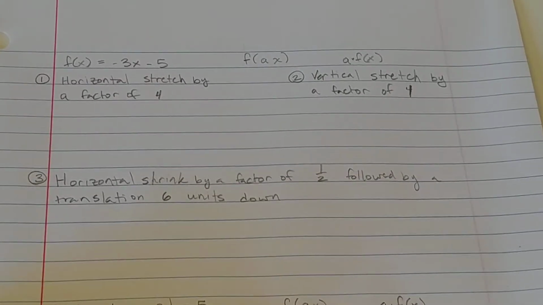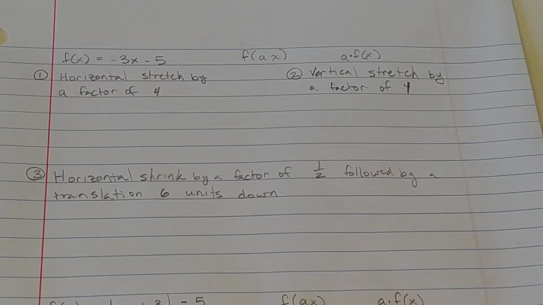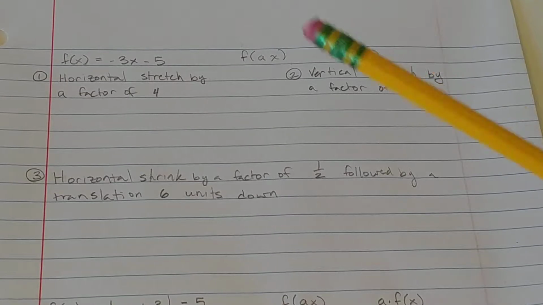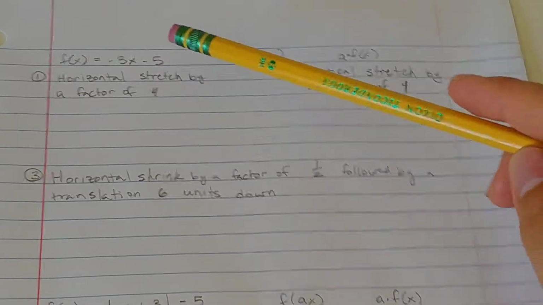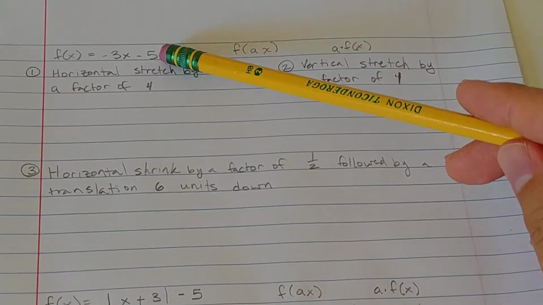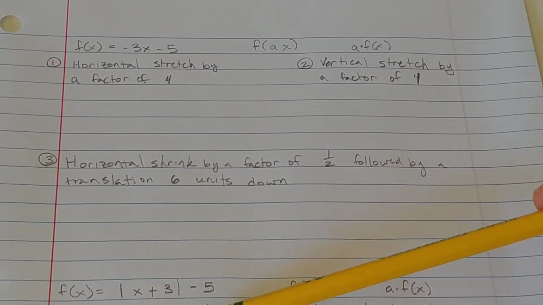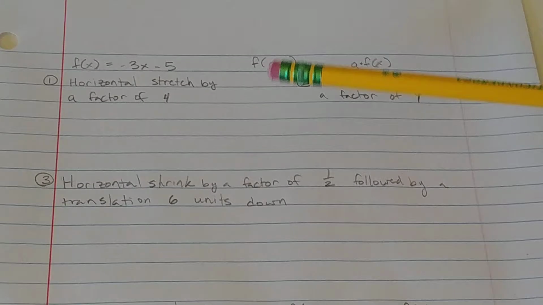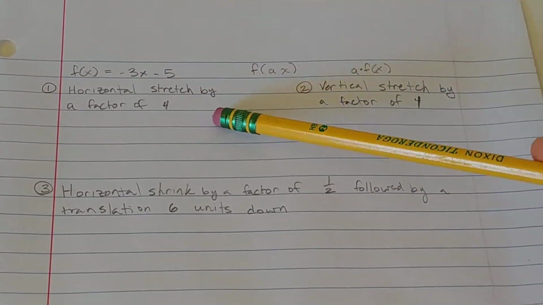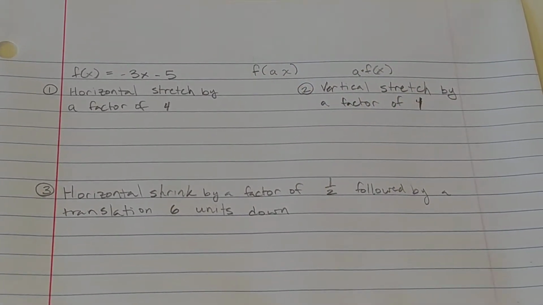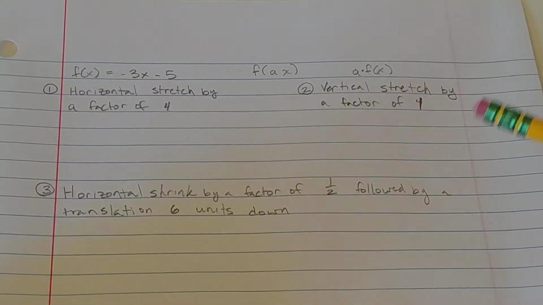Everybody, to the second video of transformations. So we have the same functions as before. f of x equals negative 3x minus 5, and f of x equals absolute value of x plus 3 minus 5. Here we're going to talk about horizontal and vertical stretches and shrinks, and then also combining transformations. So multiple transformations in one.